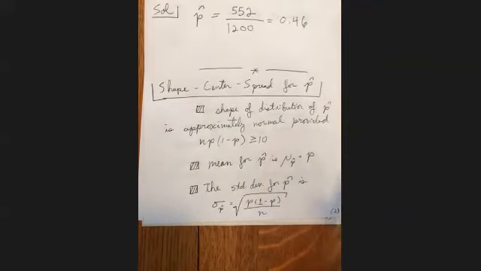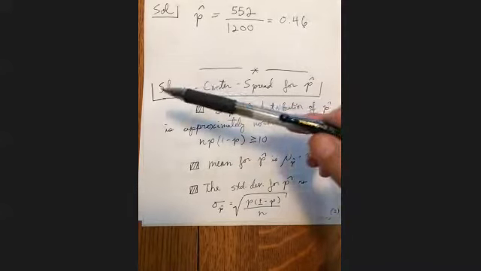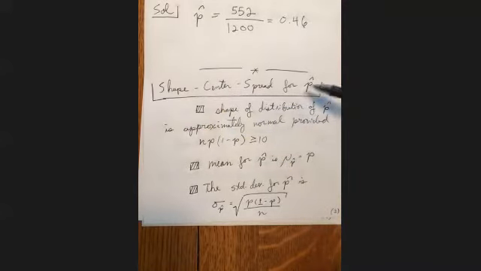Just like with the sample mean, now we're looking at the sample proportion and we're interested in its distribution, which means we're namely interested in these three qualities: shape, center, and spread. What is the shape, center, and spread for this estimator p hat?